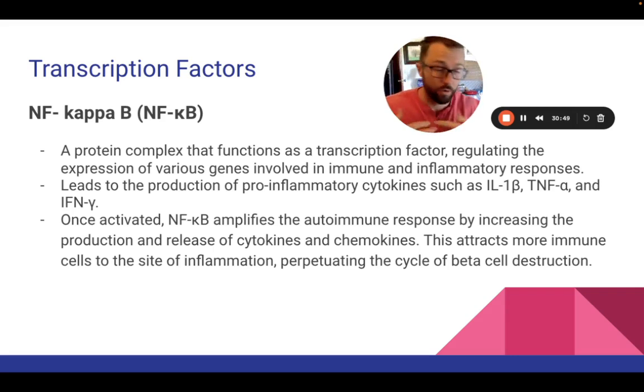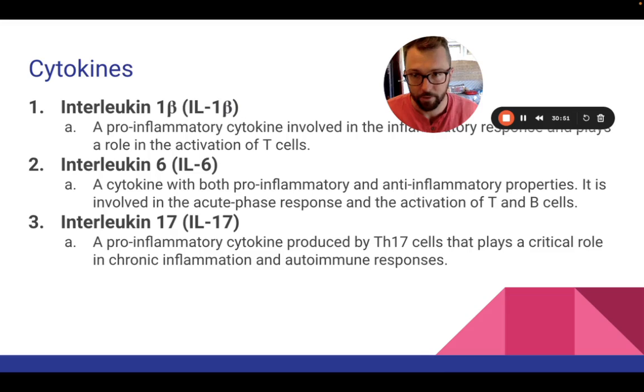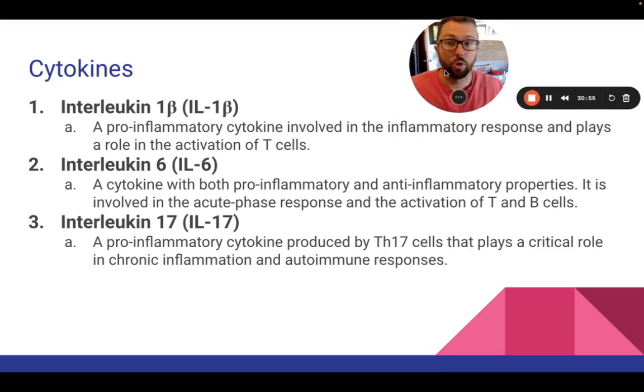Obviously, there's something wrong with the beta cells. And then you have cytokines. So these are kind of like the soldiers, the pro-inflammatory soldiers. There's a lot of different kinds of interleukins. Some are pro-inflammatory, some are anti-inflammatory. These are the primary pro-inflammatory ones: interleukin-1 beta, interleukin-6, and interleukin 17. Whole range of things. The inflammatory response, they play a role in activating T cells.